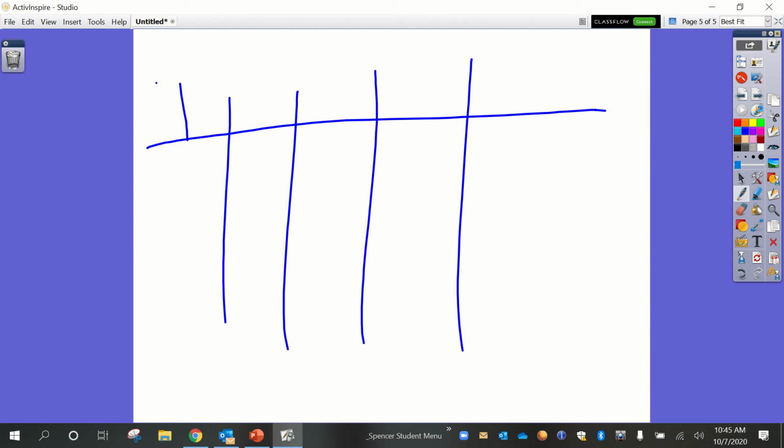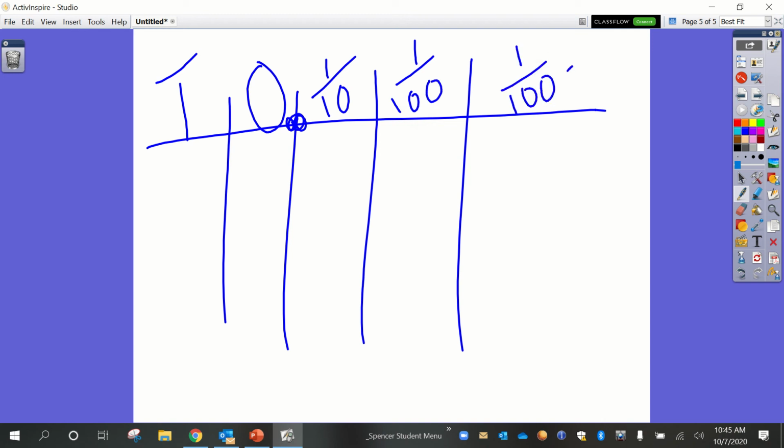We'll put tens, ones, decimal, tenths, hundredths, thousandths. I like to use the fractions there so I don't have to spend so much time labeling. So we've got tens, ones, tenths, hundredths, thousandths. And I would like you to represent 205 thousandths on your place value chart.